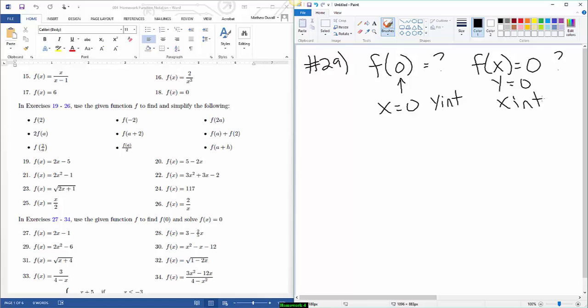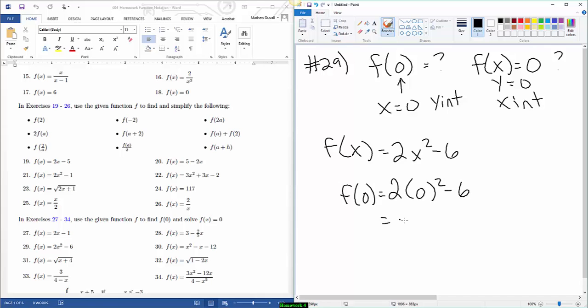So basically what it's asking me here is to find my y-intercept and to find my x-intercept. For number 29, f of x equals 2x squared minus 6. To find the y-intercept, I set x equals 0, so f of 0 is 2 times 0 squared minus 6, which just equals negative 6.